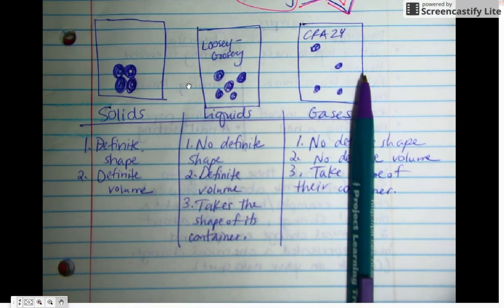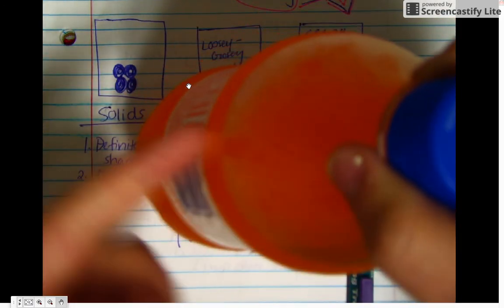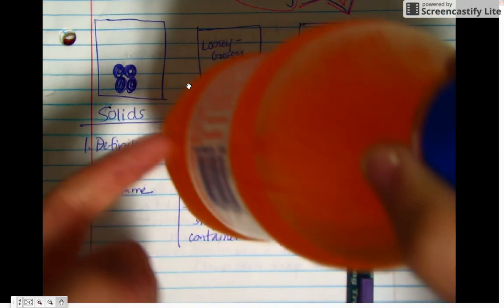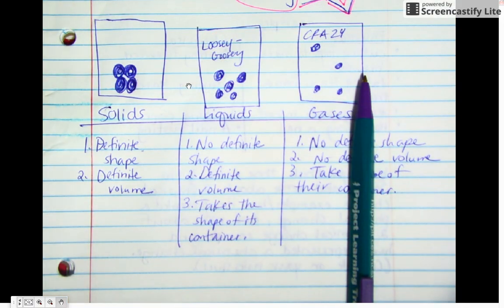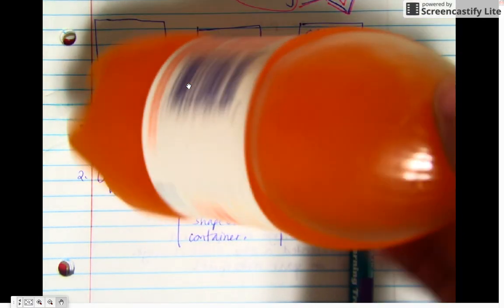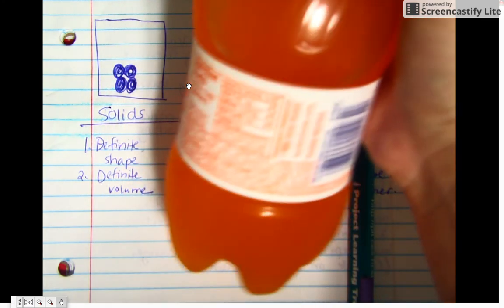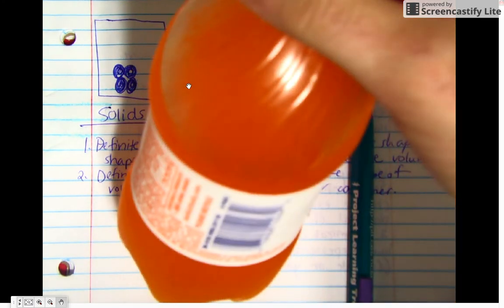So no definite shape. However, it does have a definite volume because there's a certain amount of liquid that occupies this space. So always, always, always a liquid has a definite volume. And it takes the shape of its container. So obviously, if I poured this into a milk jug, it wouldn't look like it does in the Sunkist bottle. It would look like the shape of the milk jug, okay?